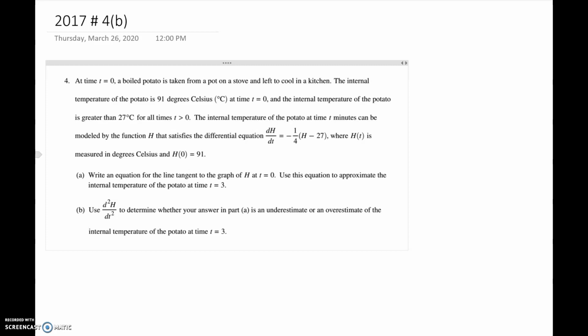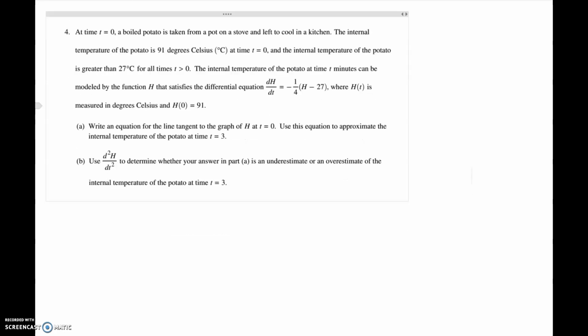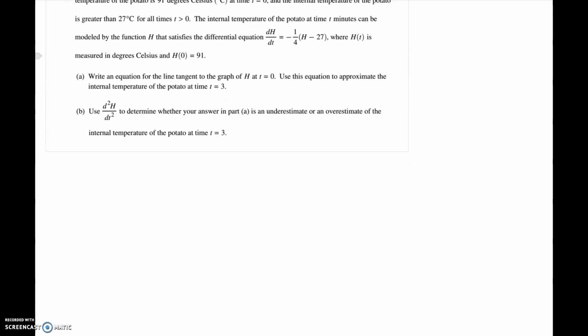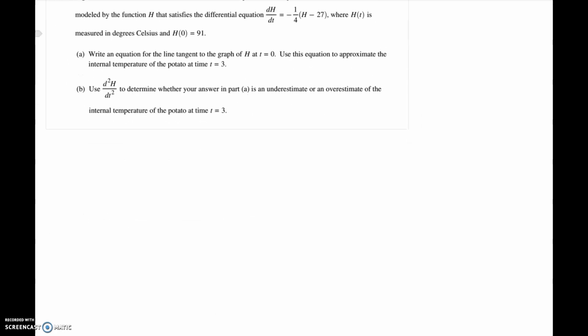So part B is the question you asked about, so we'll look at part B. Part A asked about a tangent, but part B is the one we're going to concentrate on here. In part B, we use d2h/dt squared, so we're going to have to find the second derivative. Normally speaking, that's an easy enough thing to do, but here there is a twist in it.